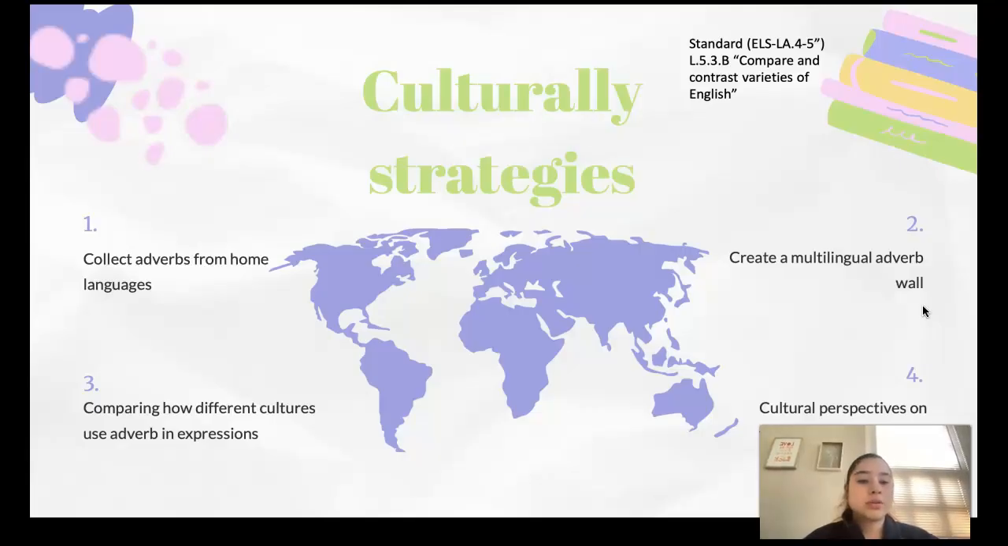And for 4, it'll be cultural perspective on time, manner, and place. It's the same as the third one. In some places you can use words for time, for manner, and place, but in another part it could be used differently. So you also need to break down the wall and explain to them the way they have to use it.